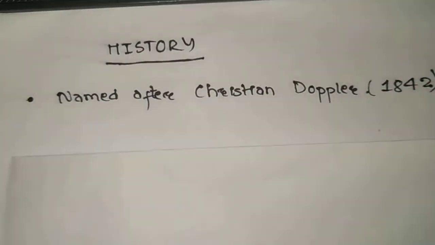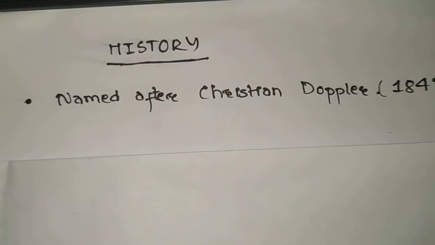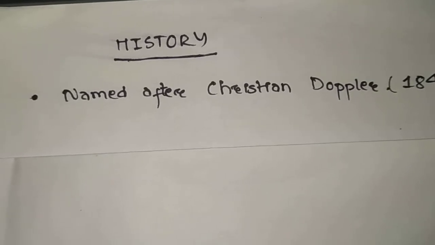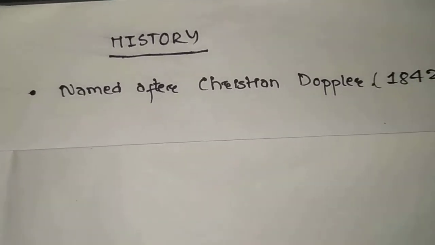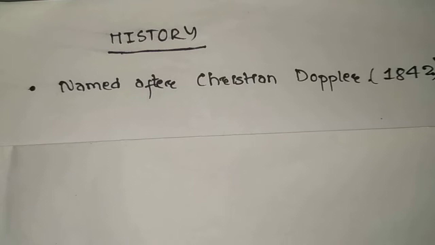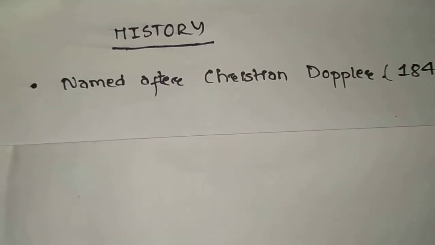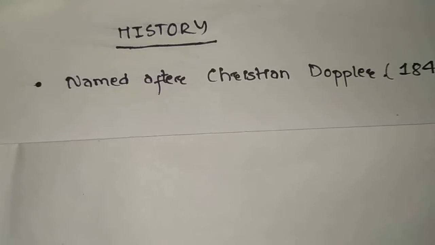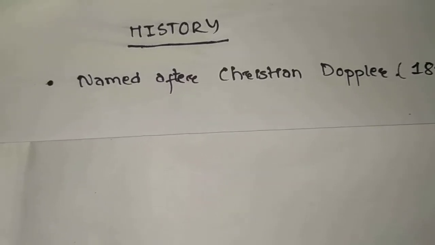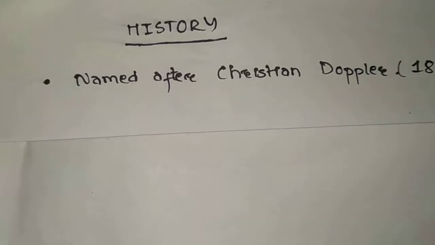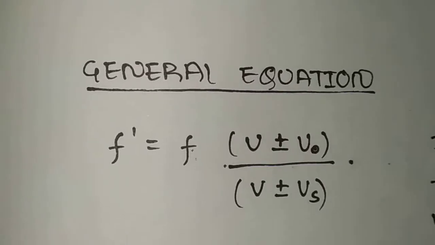Moving next to the history part, how this name first came: it was named after the scientist Christian Doppler, who first came up with the idea in 1842. He learned that sound waves would have a higher frequency if the source was moving towards the observer, and a lower frequency if the source was moving away from the observer.